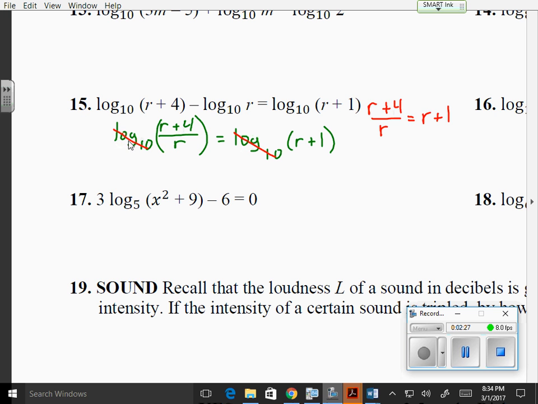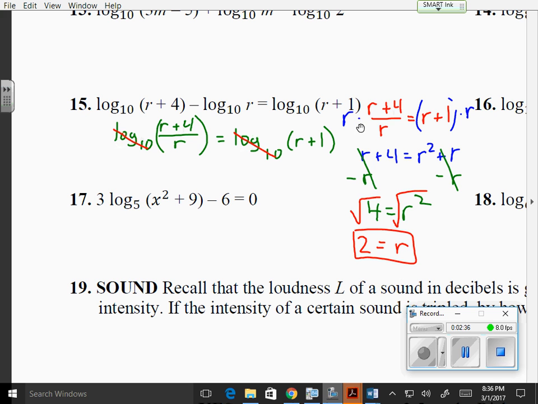So now we can cancel out the logs and we just have r plus 4 over r equals r plus 1. Then we'll multiply both sides by r. Once we multiply both sides by r, we get r plus 4 equal to r squared plus r. If we subtract r from both sides, then we get r squared equal to 4. And we take the square root of both sides, and r would be 2.